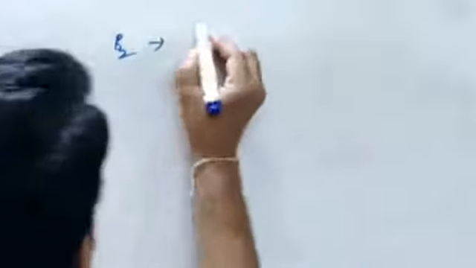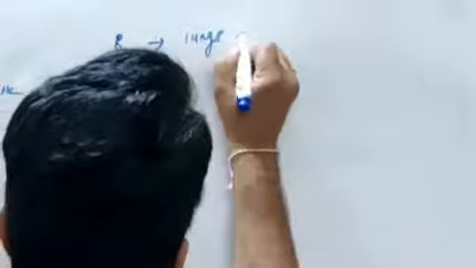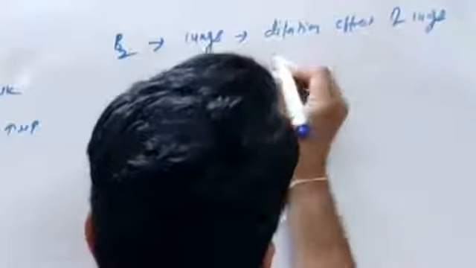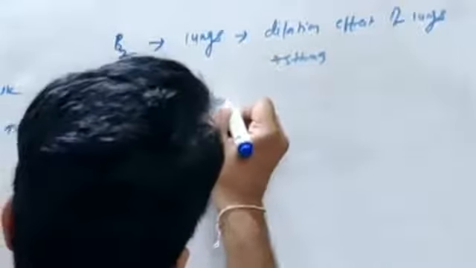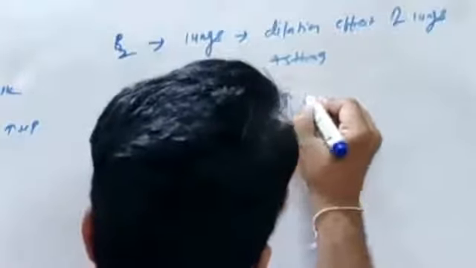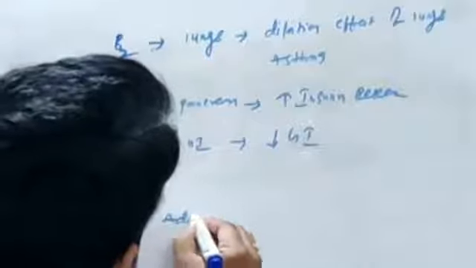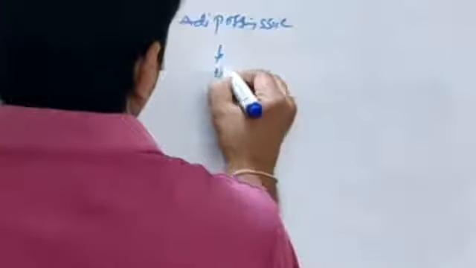Beta 2 receptors are mainly present in the lungs. Dilation effect of the lungs, mainly used in the treatment of asthma. They are present in the pancreas: increase in insulin release. Present in the GI tract: decrease in GI motility. Beta 3 receptors are mainly present in adipose tissue, with a lipolysis effect.